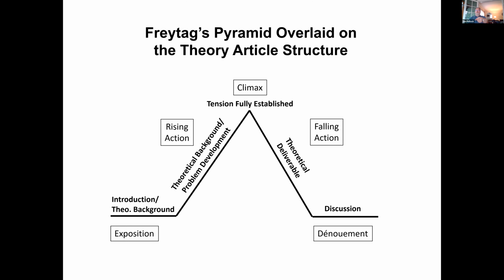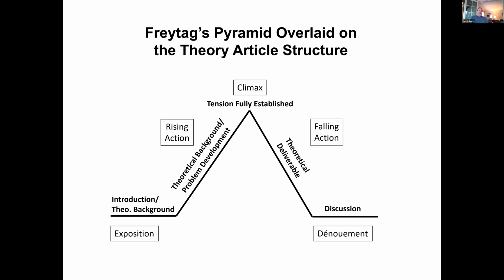Rising action in a quantitative paper where we're developing our theory and our hypotheses. If you're doing propositions in your theory paper, this would be it. But the theoretical deliverable then is a falling action, because you set up the problem, and in a theory paper, the delivery, the payoff is the theoretical model that you're developing. So that becomes the falling action. And then the discussion section is again the denouement.